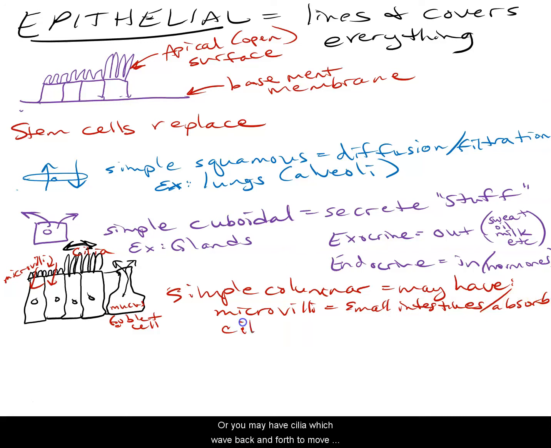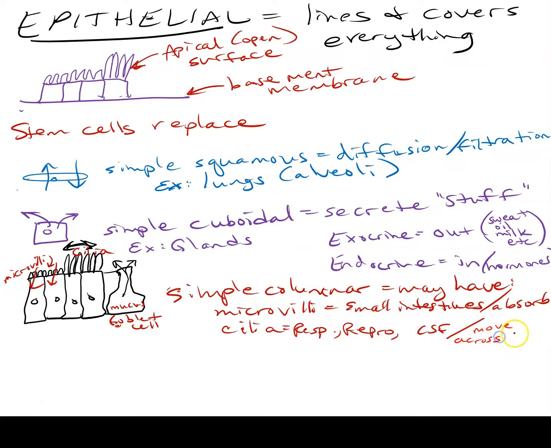Or you may have cilia, which wave back and forth to move things across the surface of the cell. So we may find these in the respiratory tract, helping to move mucus-laden particles out. Or in the reproductive tract, helping to move the oocyte from the ovary to the uterus. Or helping to move cerebrospinal fluid around the cranial cavity and dorsal cavity.